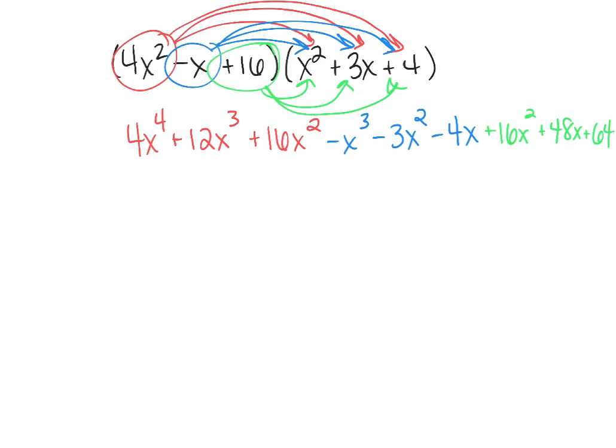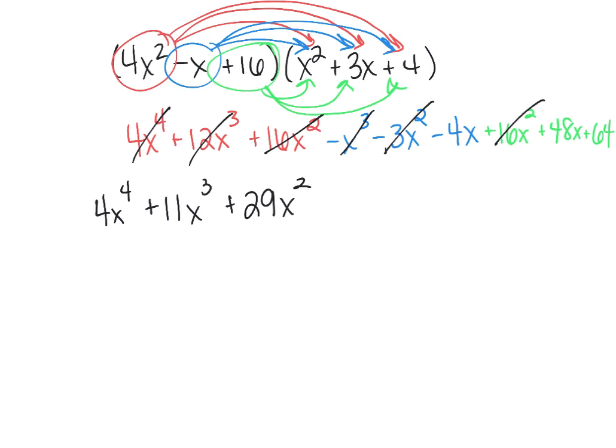So we're going to collect like terms here. We have 4x to the fourth, and a lot of times I'll cross these out as I'm going through. We'll have plus 11x cubed for the 12x cubed minus x cubed. Then we'll end up with 29x squared for the 16x squared minus 3x squared plus 16x squared. Then we'll end up with a positive 44x with a negative 4x and the 48x, and then finally a 64.